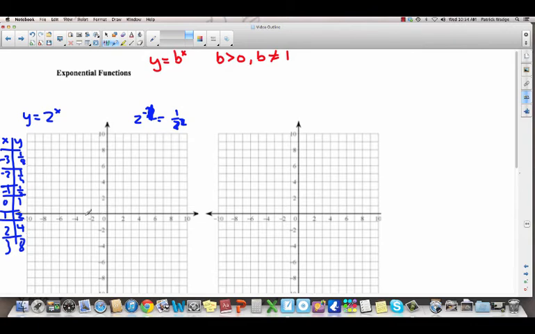Let's graph these points. -3 and 1/8, very low here. -2 and 1/4. -1 and 1/2. Whoops, that's not quite a half, but you get the idea.